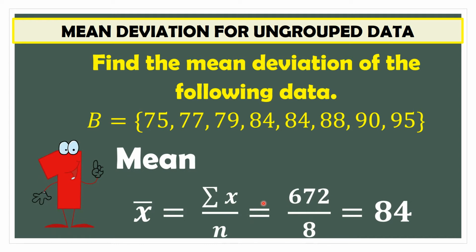Okay, so first, we are going to find the mean. Simply add all these scores or data from 75 to 95, that is equal to 672. Now, with regards to n, how many data are there? There are 8. So that is why 672 is divided by 8, which is equal to 84. So this is now our mean.